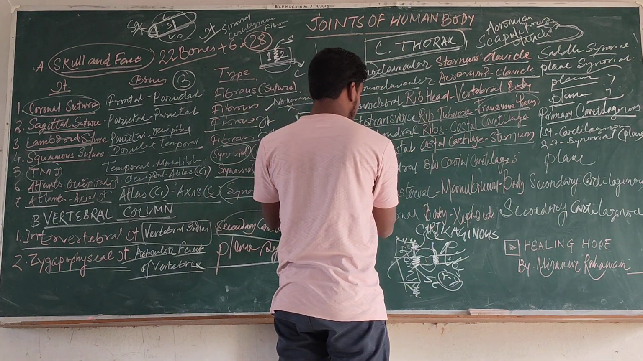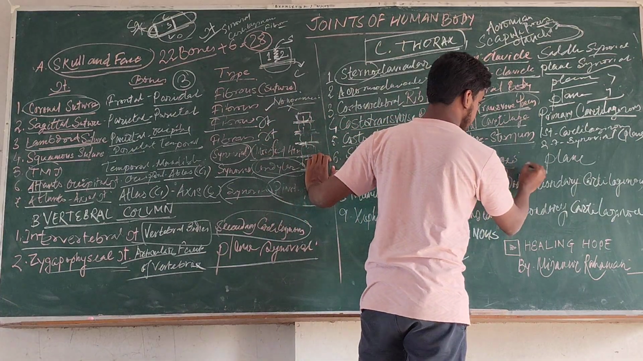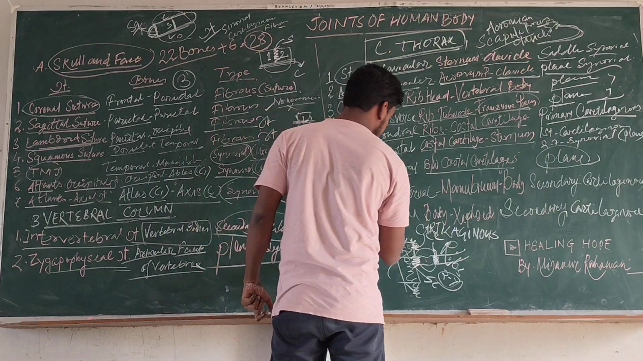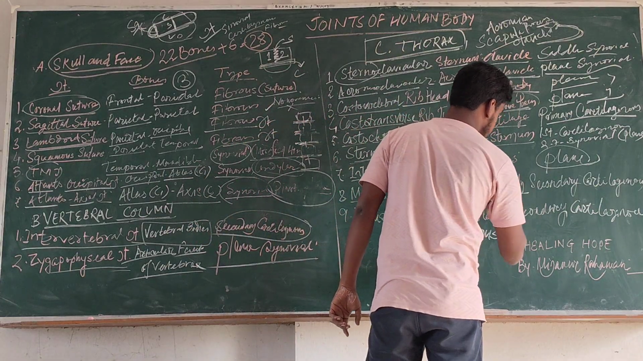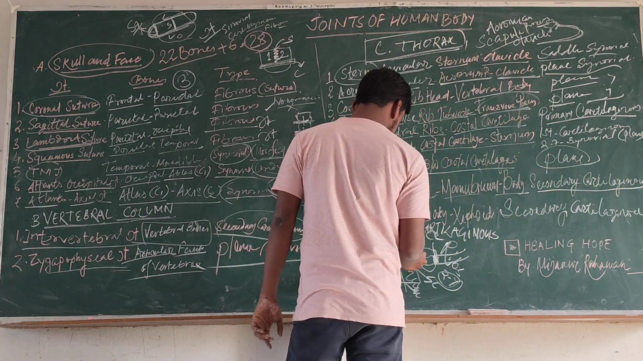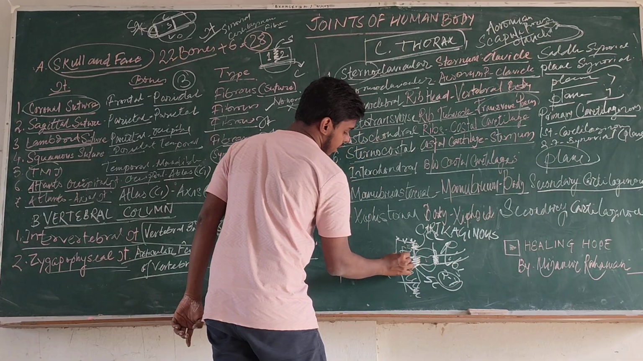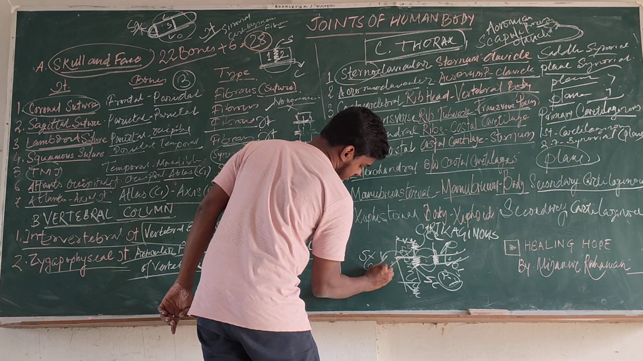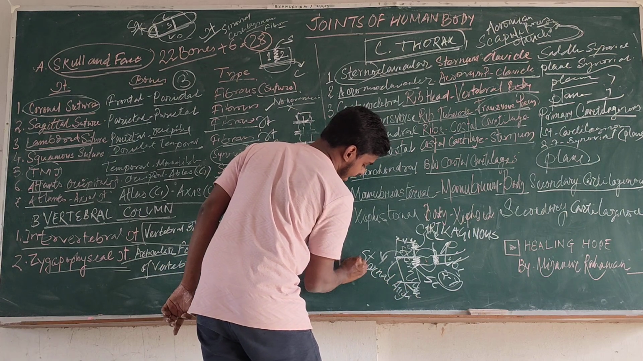Then the interchondral joint, this joint is present between the costal cartilages. This one is also a plain synovial joint. Then the manubriosternal joint, this is formed by the manubrium and the body, and this is a secondary cartilaginous joint. This joint is also known as the sternal angle or angle of Louis.